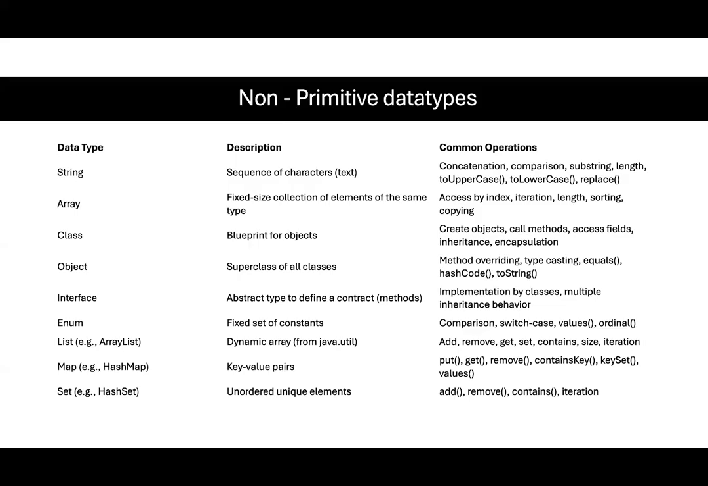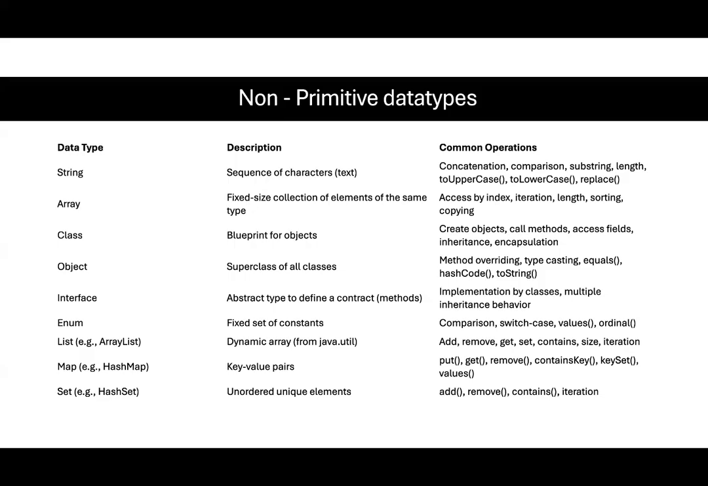Then we have the list, for example array list. The difference between array and array list is that an array is a static fixed size data type, while array list is a dynamic array. There is no fixed size. The operations we perform are add, remove, get, set, contains, size, and iteration. Then we have map, which is a key value pair. The operations are put, get, remove, contains key, key set, and values.